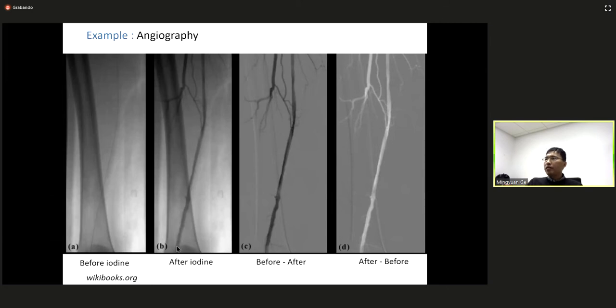So if we do the subtraction of the before and after, we can clearly see where the blood vessel is, because the blood vessel is already filled with iodine. And also if we do the after minus before, we can see the bright contrast.